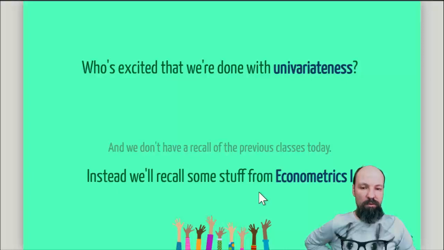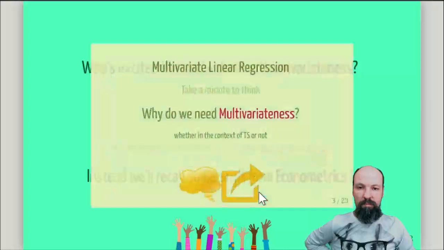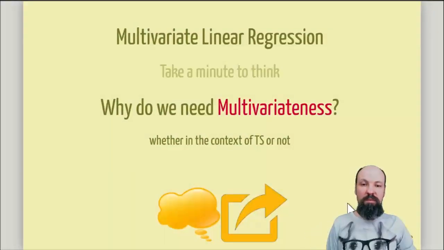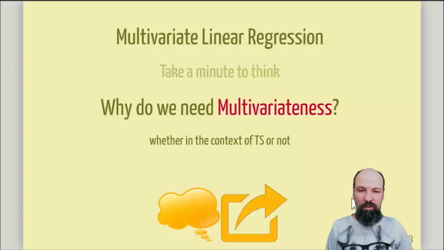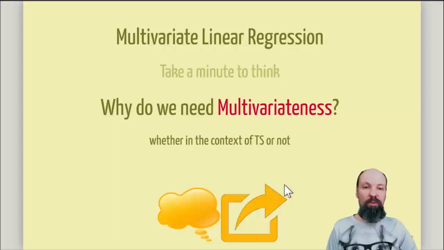A few baseline empirical examples. Just take a minute to think. We are not going to use Looklab to share the answers, but still take a minute to think or to remember actually from the econometrics 1 course. Why would we need multivariateness? So why do we use many variables together? This is a very easy question, but just throw a few answers. It shouldn't take even as much as 1 minute.